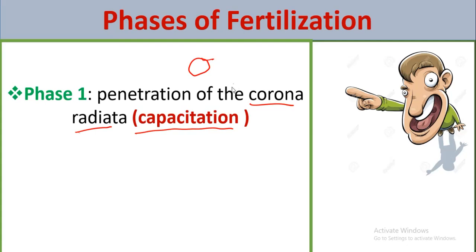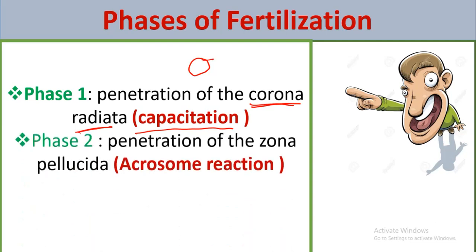Now, where does this process take place? This process is taking place at the corona radiata, and this process is helping the sperm to penetrate through this region of the oocyte.